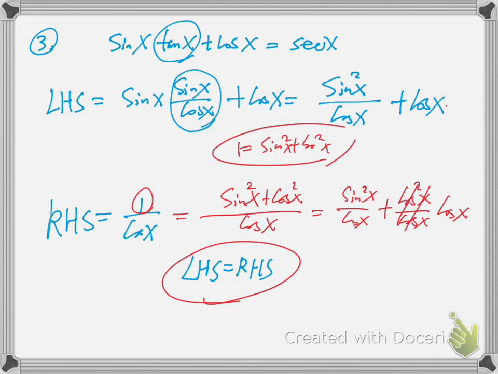So you change this number 1 on the right hand side, and you also get the identity. Change 1 to sine squared plus cosine squared using the Pythagorean identity. That's one way. Common denominator and then use this Pythagorean identity, that's another way. Anyway, we need to see left hand side is equal to right hand side.